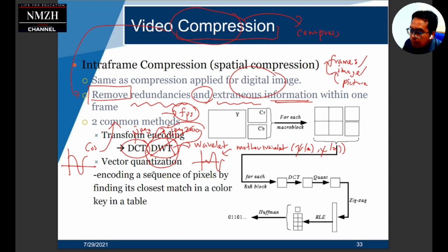Vector quantization means encoding a sequence of pixels by finding the closest match in a color key. To describe a vector in a simple way, we use capital X to represent it, where the vector is x1, x2, and so on. So this is a representation of a vector.